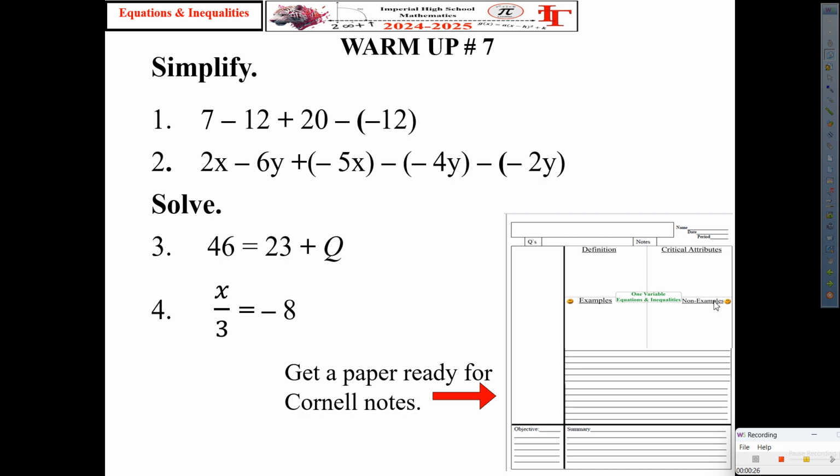All right, do me a favor, share with your neighbors, see what you got. You should be done with 1 and 2 by now, if not already with all 4 of them. Go, share with your neighbor.